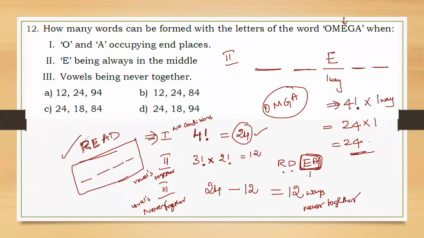First condition: we need to arrange the 4 letters, so 4 factorial ways. Second condition, vowels always together: 12 ways. Third condition, vowels never together: out of 24, if you subtract vowels together, you get vowels never together. Is it clear? Okay, like that we are going to find the third condition. Now please make a copy of this. I'm going to clear this page.